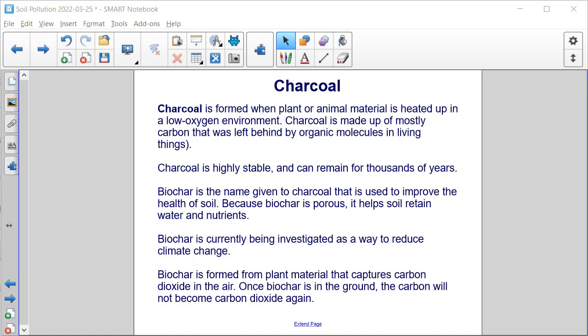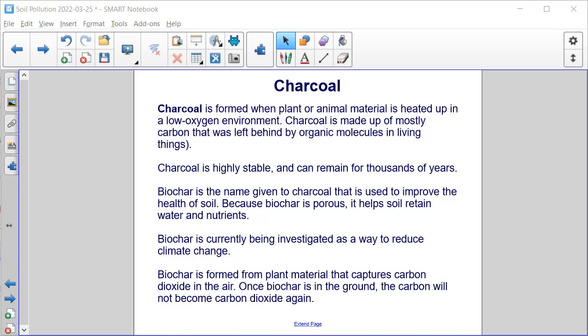Charcoal is formed when plant or animal material is heated up in a low oxygen environment. Charcoal is made up of mostly carbon that was left behind by molecules in living things. Charcoal is highly stable and can remain for thousands of years. Biochar is the name given to charcoal that is used to improve the health of soil. Because biochar is porous, it helps soil retain water and nutrients.